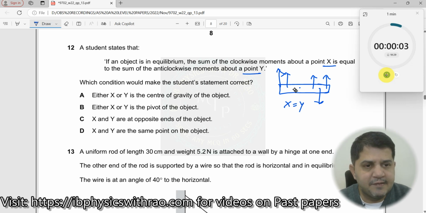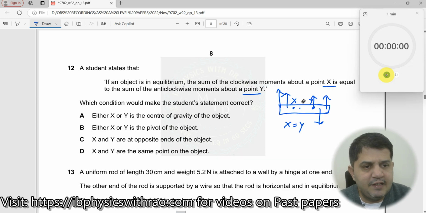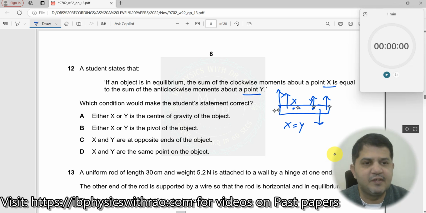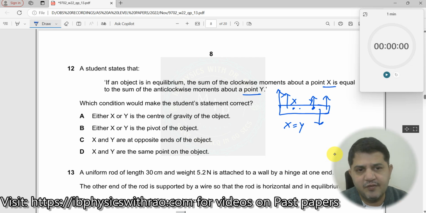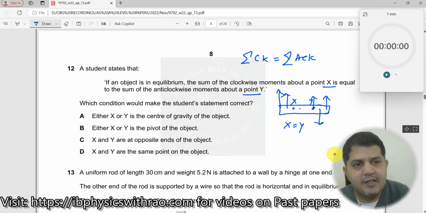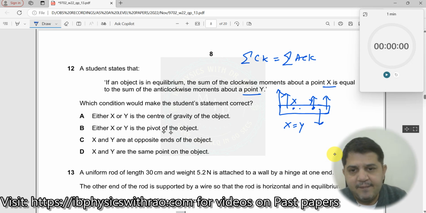What do you mean by that? That means if I consider x as one point here, another point y here, and I take the moments about these points x and y separately, this will not be correct. You should choose one point, and with respect to that point you should check whether the sum of the clockwise moments is equal to the sum of the anti-clockwise moments. I can write it like this: the sum of the clockwise moments is equal to the sum of the anti-clockwise moments about one point. Remember this. So therefore, either x or y is the center of gravity is not required.